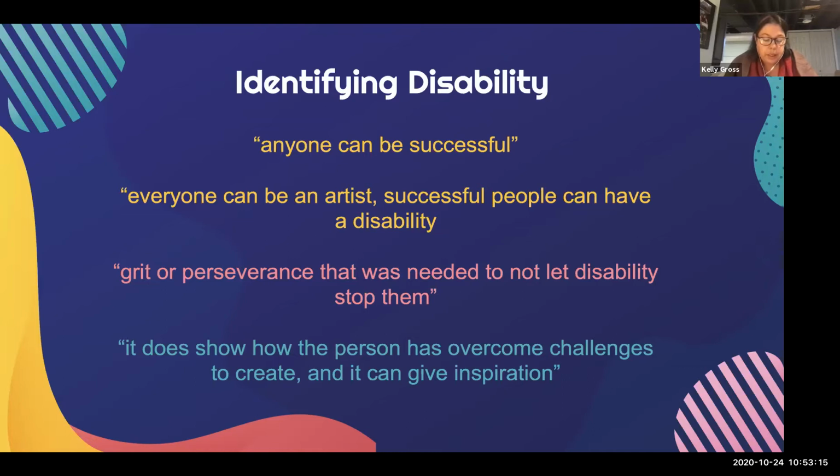Comments that included the phrase perseverance seem to suggest that perseverance may be necessary when someone has a disability, and that identifying an artist's disabilities may demonstrate perseverance. Teachers stated phrases such as shows perseverance and grit, or perseverance that was needed to not let disability stop them. The phrase overcome was mostly used about overcoming obstacles in phrases such as, it is important for students to see the obstacles people have overcome to do what they do, or it does show how the person has overcome challenges to create and it can give inspiration.